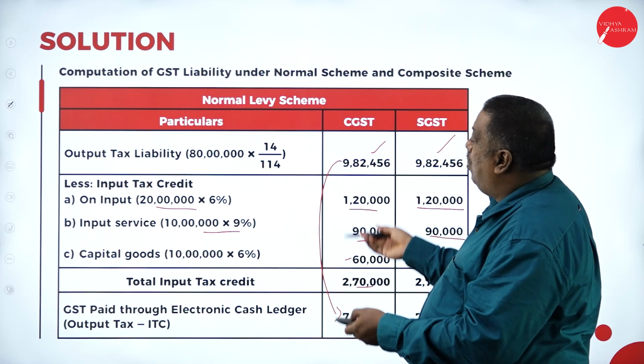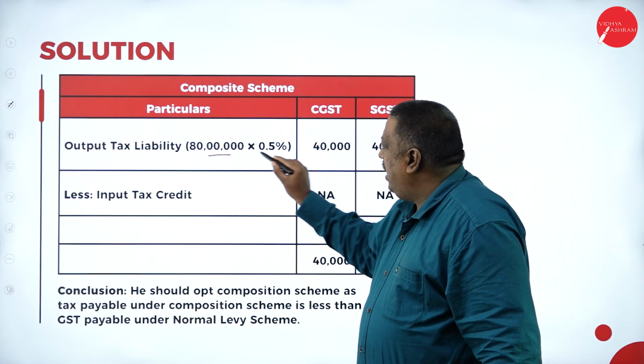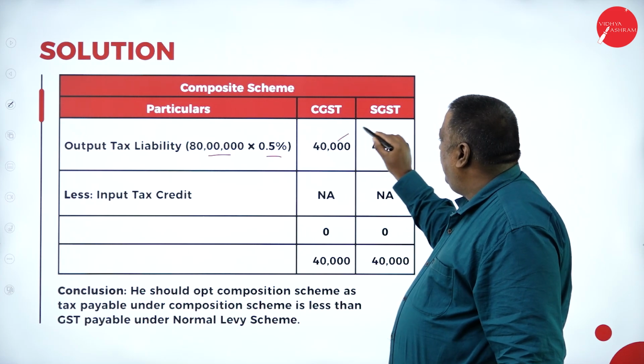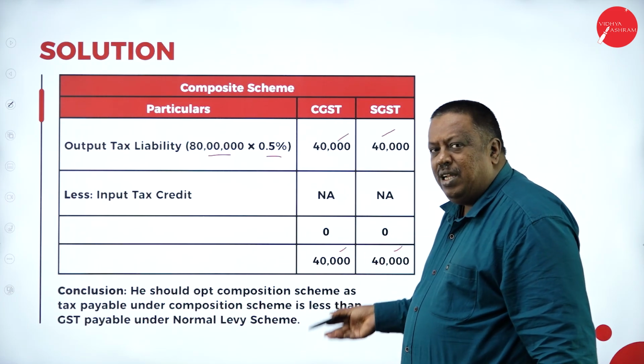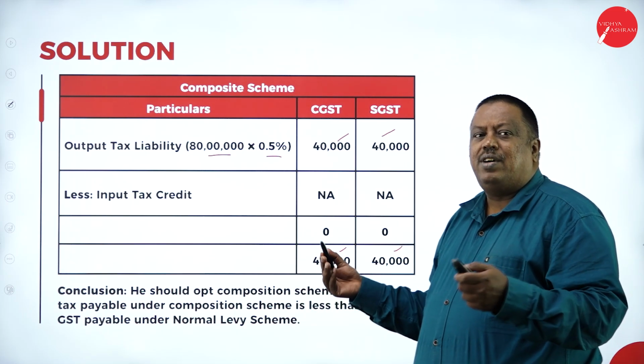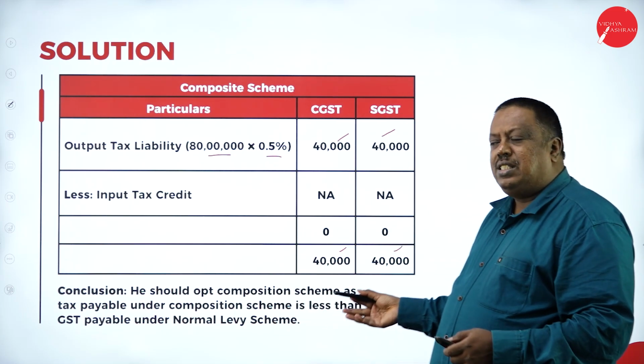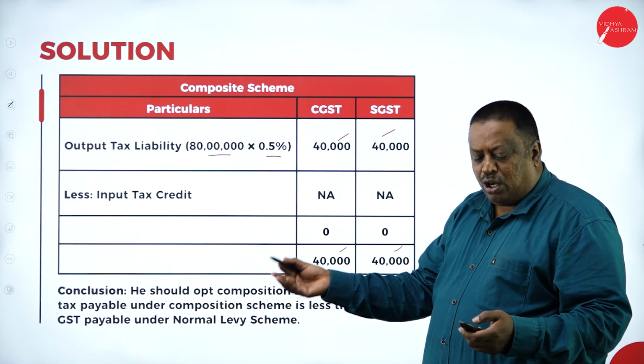If I opt the composition scheme, 80 lakh into 0.5%, that is 40,000. I have to pay only 40,000 here. So which is better for me, to pay 40,000 of whatever I've collected here. So composition scheme is better when compared to normal scheme.